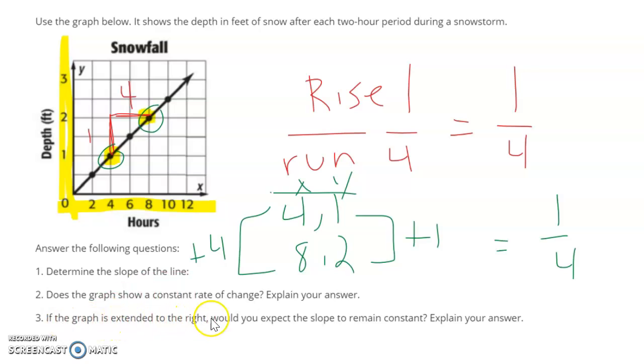If the graph is extended to the right, would you expect the slope to remain constant? Explain your answer. So if you are talking about a mathematical graph, yes, if the graph is extended, you would expect the slope to remain the same. I did find an answer that said no, it wouldn't stay the same because it would eventually stop snowing. So if we are looking at a graph, yes, this is a line and the slope would remain constant. That is the definition of a line.